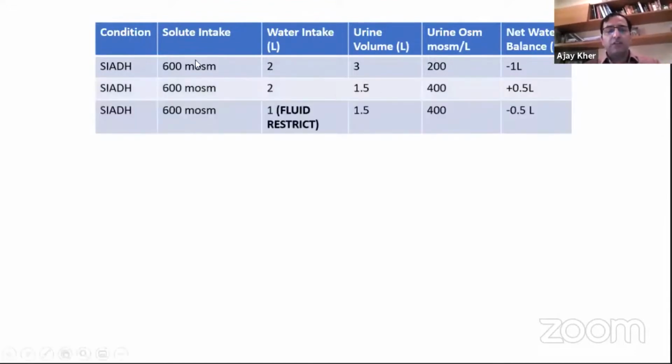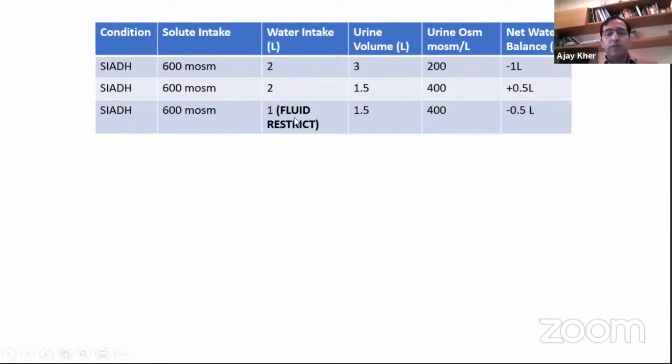In contrast, if you have someone whose ADH is at a higher level with a urine osmolarity of 400, and they also eat 600 osms and drink 2 liters, they'll excrete these 600 osms in 1.5 liters. And so there'll be a positive balance of 0.5 liter, and their hyponatremia is getting worse on a daily basis.